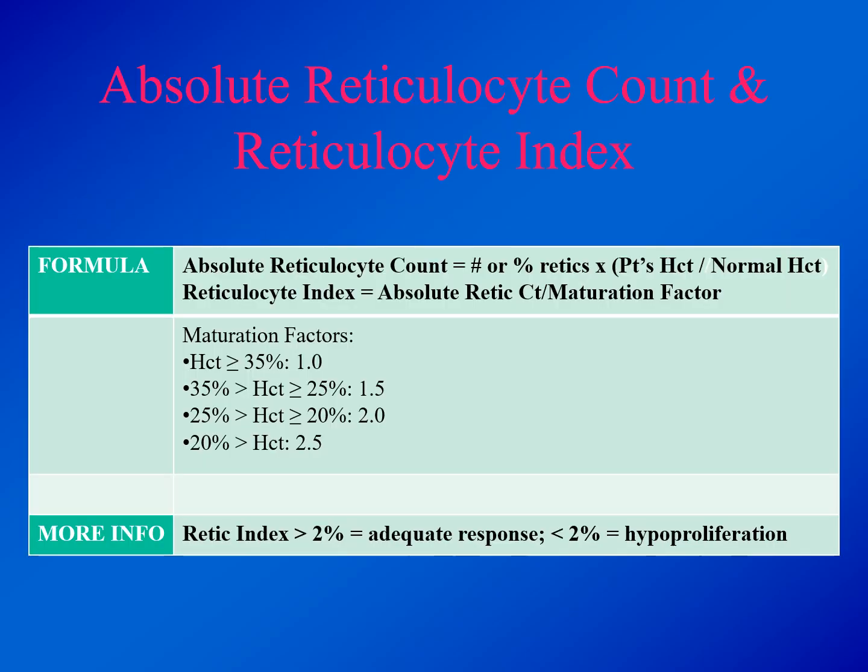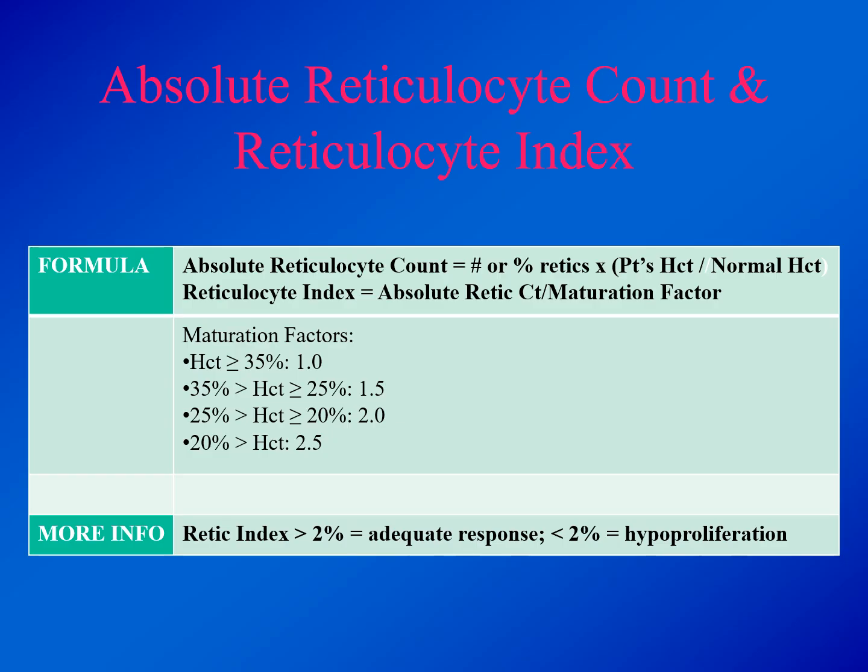So if we want to have an idea about the activity of the bone marrow, how active it is, then we have to look at the absolute retic count. We can get the absolute retic count by determining the percent reticulocytes and multiplying by the patient's hematocrit and dividing by the normal hematocrit for that patient, what that patient's hematocrit is supposed to be. This will give us the absolute reticulocyte count.